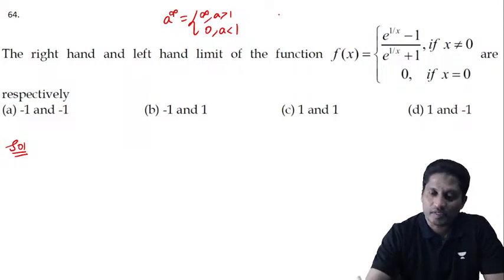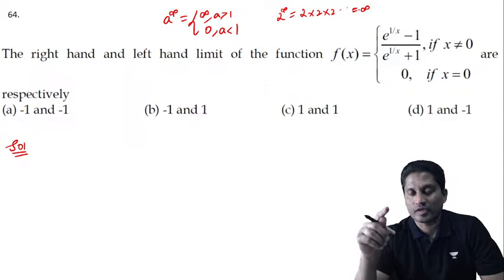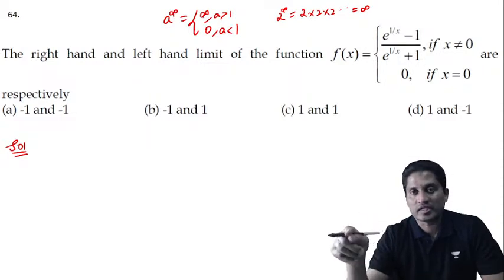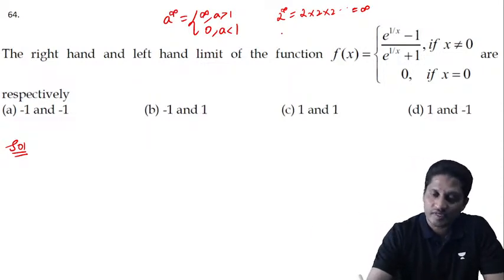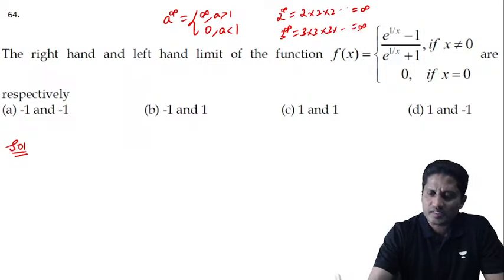Alright, let's say if you have 2 power infinity, you will get 2 into 2 into 2 and so on. So the number is increasing, right? 2 into 2 is 4, 4 into 2 is 8, 8 into 2 is 16, it is increasing. So 2 power infinity is infinity. Similarly 3 power infinity is 3 into 3 into 3 and so on. This number is increasing, you get infinity.